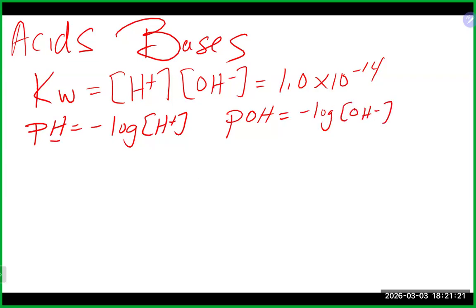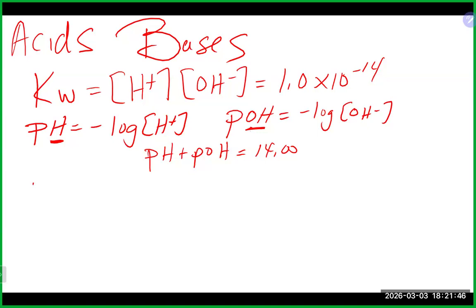Again, they do tell you what you need. For pH, you need the H plus concentration. For pOH, you need the OH minus concentration. Now, the nice relationship between those two is if you take the pH plus the pOH, it will equal 14. So if you are given the OH minus concentration and want the pH, you can calculate the pOH and then just subtract from 14 to get there.